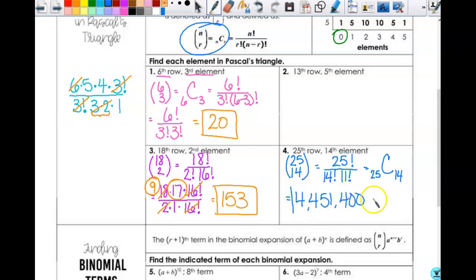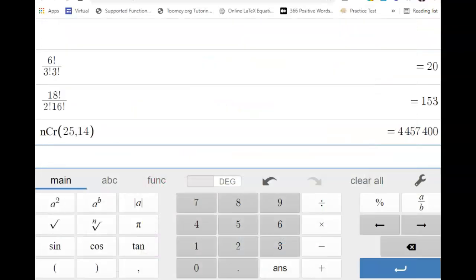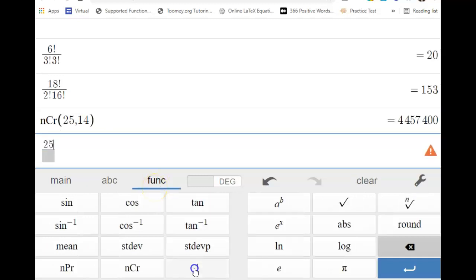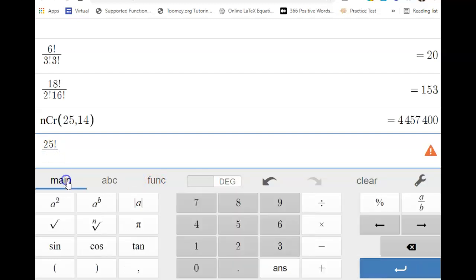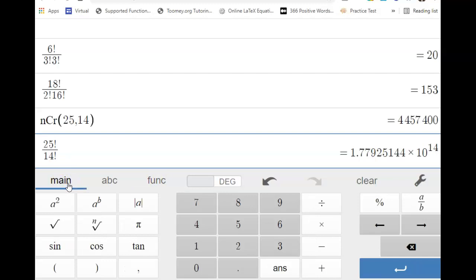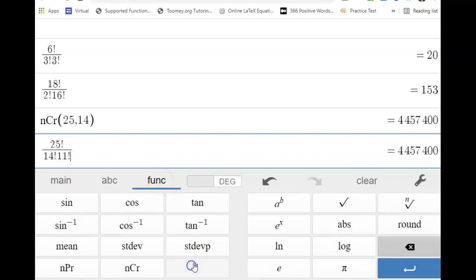Just so you can see that it is the same thing, I'm going to go back over here and do this one with the factorial. So I'd have my fraction. 25 factorial would be in the numerator. In the denominator, I would get 14 factorial times 11 factorial. And you can see that I get the same number.